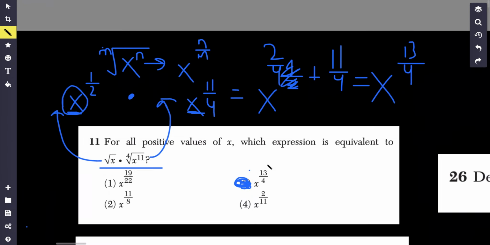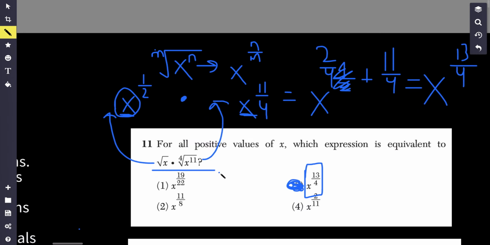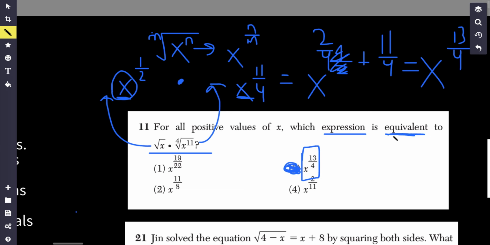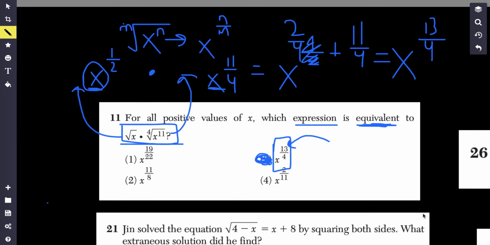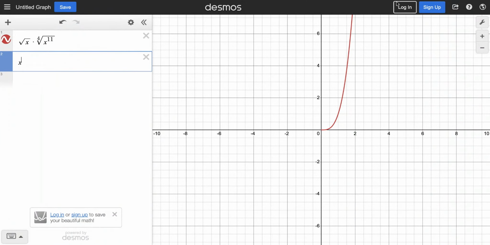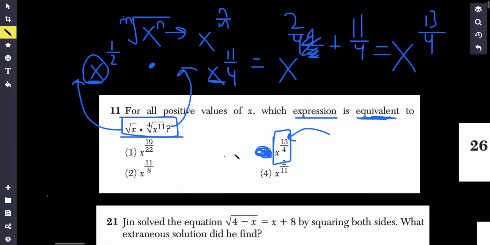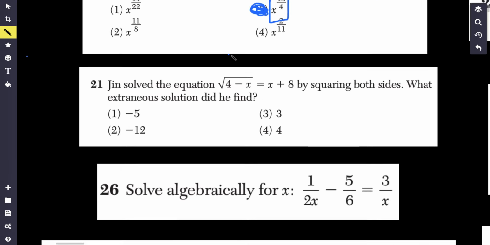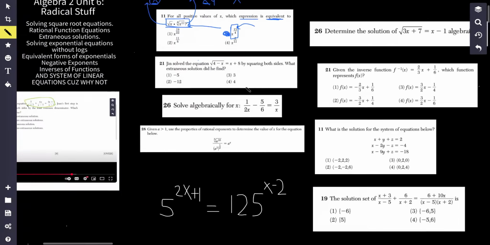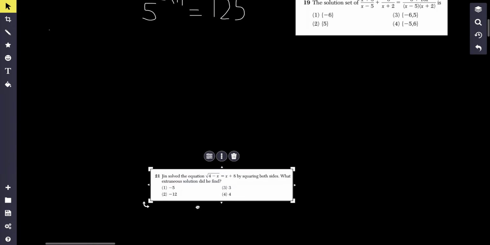Now, theoretically, I'm trying to find out which expression is equivalent to this. If my expression x to the 13 over 4 is equivalent to what I have originally, then theoretically the graphs of these two functions should look the same. So I'm going to graph out x to the 13 over 4. And look, when you look at that, they have the same graph, meaning that they're equivalent. So even if you don't know the problems, just graph all of these functions out, see which graph matches what you have originally, and you still get the correct answer. It's pretty much guaranteed, because graphing calculators, unless they're glitched or something, are probably going to be correct.